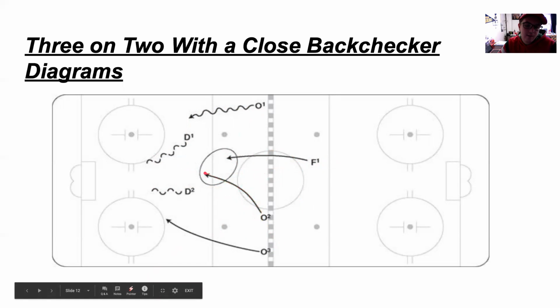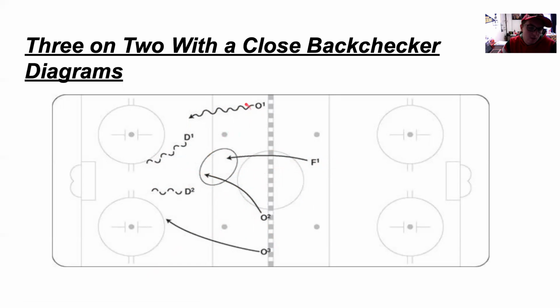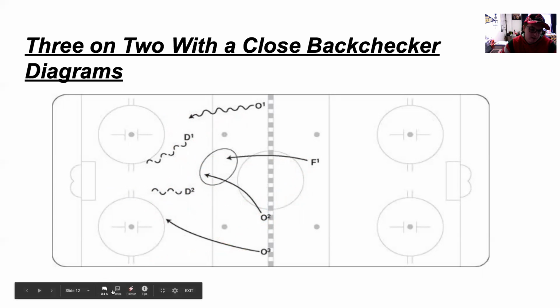So O1's coming in with the puck. D1's got to make sure he or she can't get in wide. Also, D1 and D2 have to make sure O2 can't get in. And then O3 is going to come in wide. That's D2's responsibility. And then once F1 gets in the middle, back in the zone, F1's responsibility is covering O2. D1 can take O1, and then D2 can take O3.